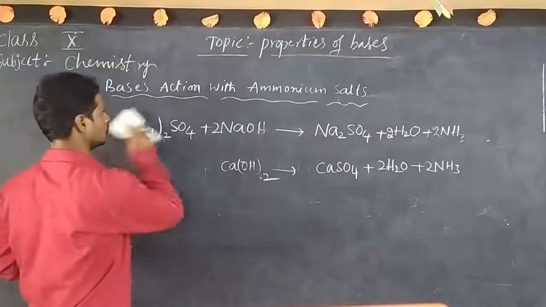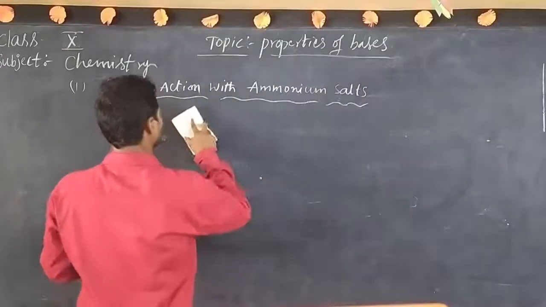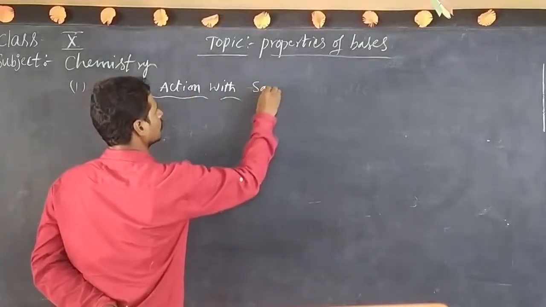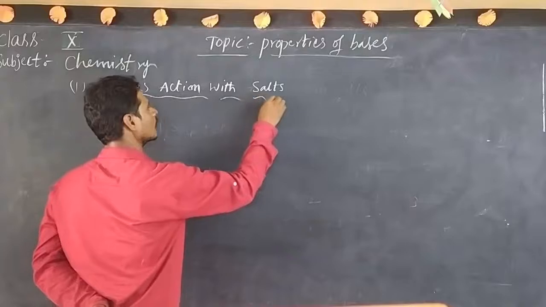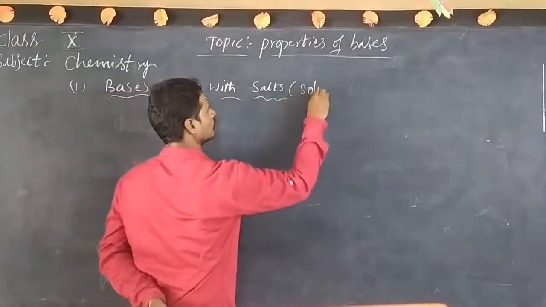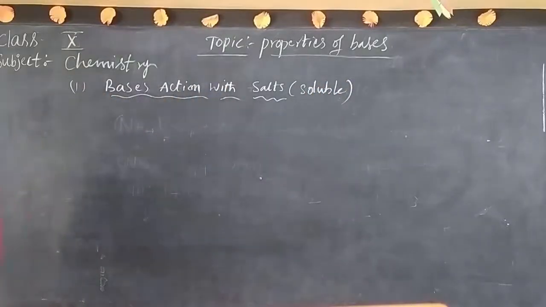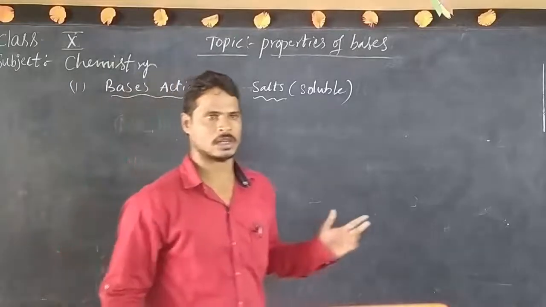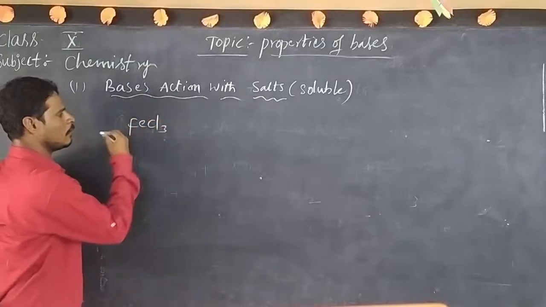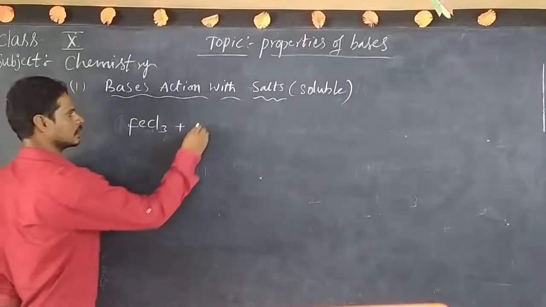Next, another one. Bases' action with the salts. These salts are soluble. What happens? Bases react with the salts. Suppose you take this compound. What is the name of this compound? Iron chloride, reacting with the base.